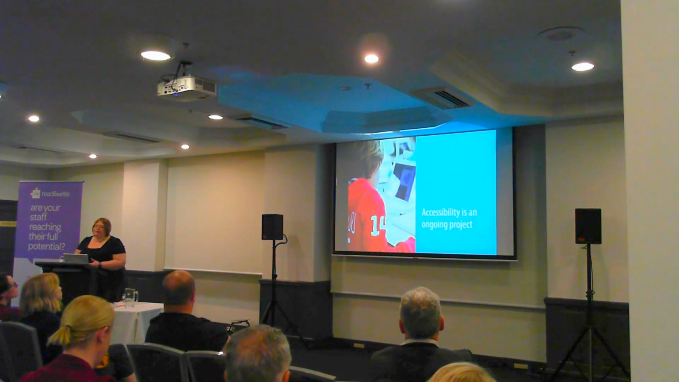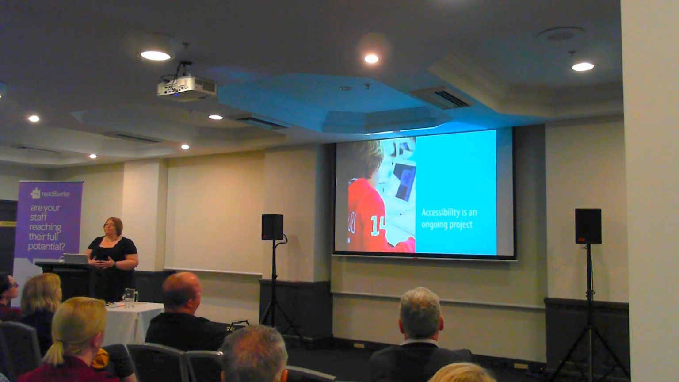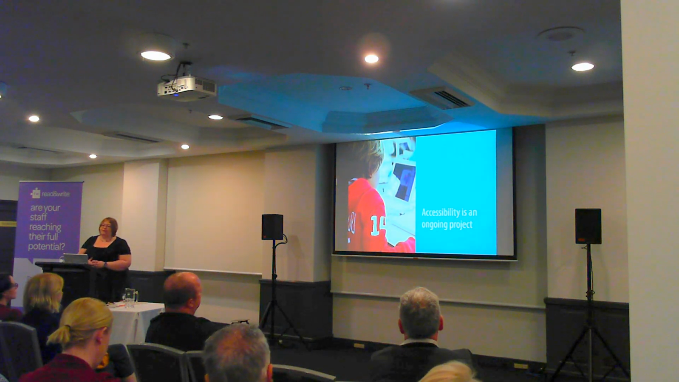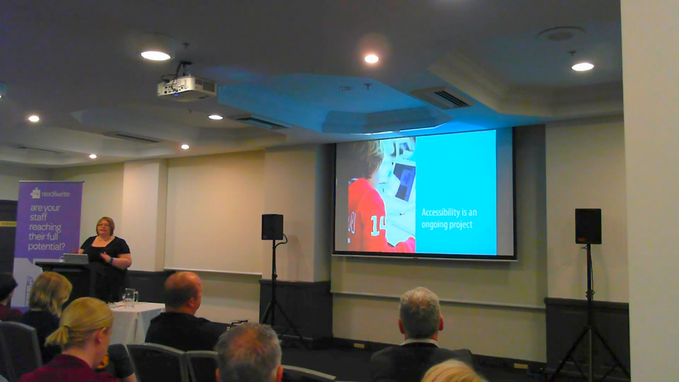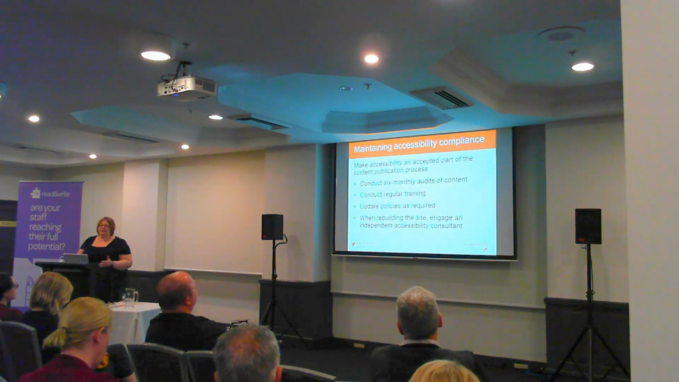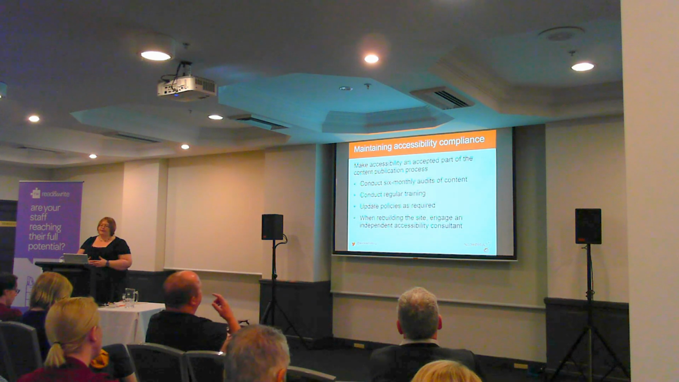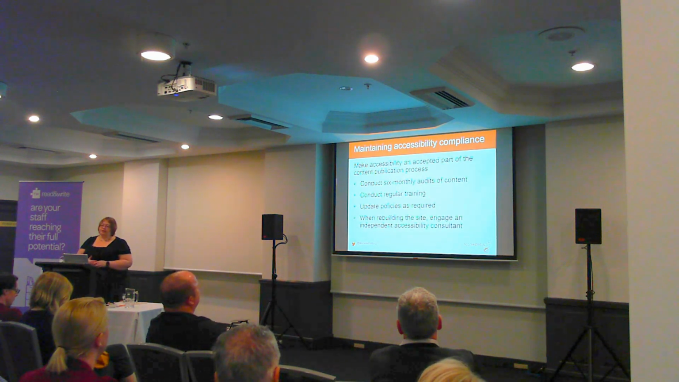And the last thing to remember is that accessibility is an ongoing project. It's not a "let's fund it for 2 months and then we're going to forget about it." It's something that you have to do all the time. You need to make accessibility an accepted part of the content publication process, so conduct 6 monthly audits of content.